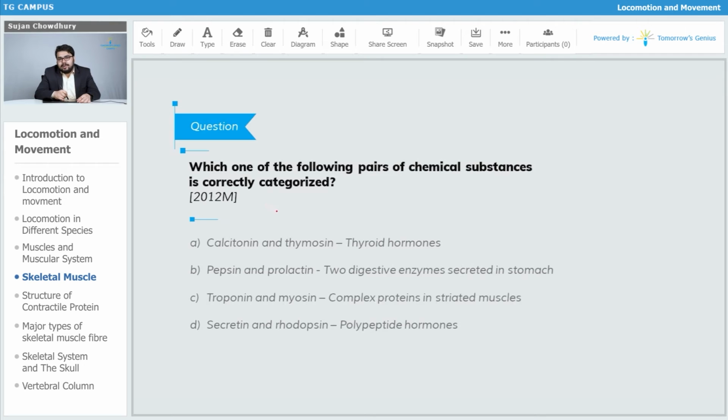Yes, you must have come up with the right answer, and that's just based on what we have discussed so far. And yes, it is troponin and myosin. These are the complex proteins in striated muscles.